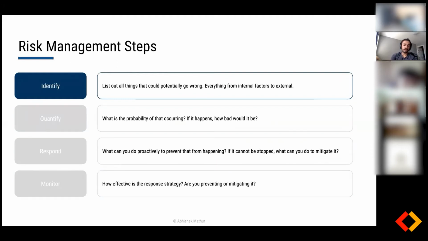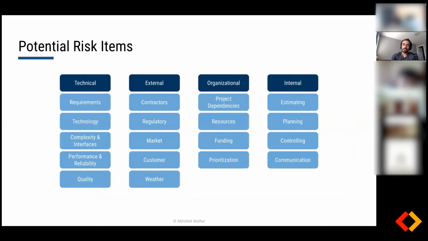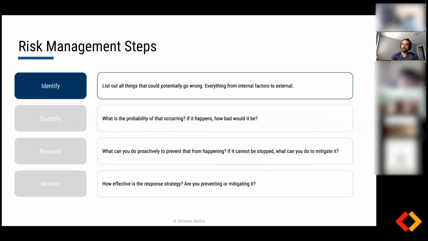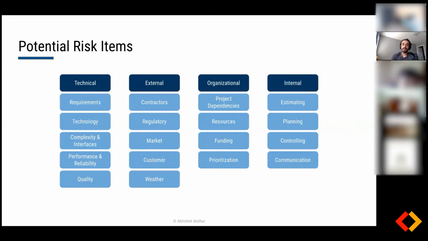First is identify. You list out effectively what are the potential risk items, anything from internal factors to external factors, and you identify and you write that down. So here are some things that can go wrong at a very high level. Technical factors, requirements could be incorrect, the technology may not be there, complexity is there, performance may not be there, the quality of the product's not there.